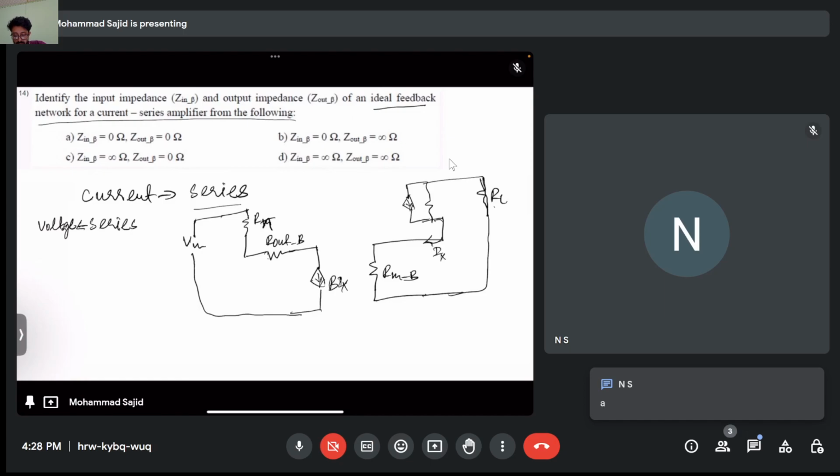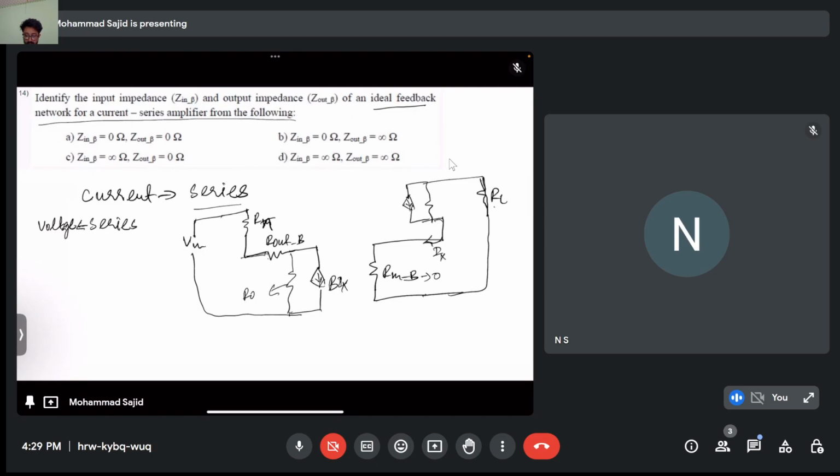So your Z in B, that is R in B, should be equal to 0, right? And you are saying Z out B should also be equal to 0, correct? For the ideal case, it should be 0 and 0. If it was current mixing, then R out B should have been infinity. But it is not the case. So Z out should be 0, and this should also be 0. So A is the correct option.